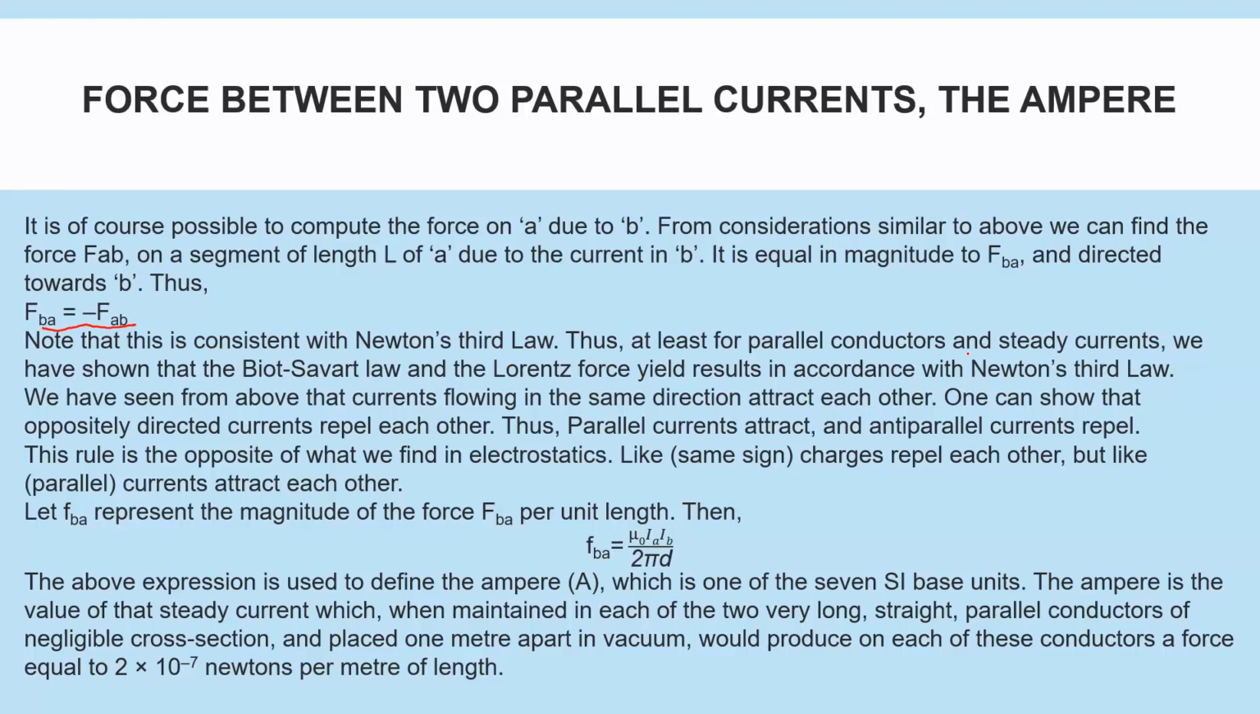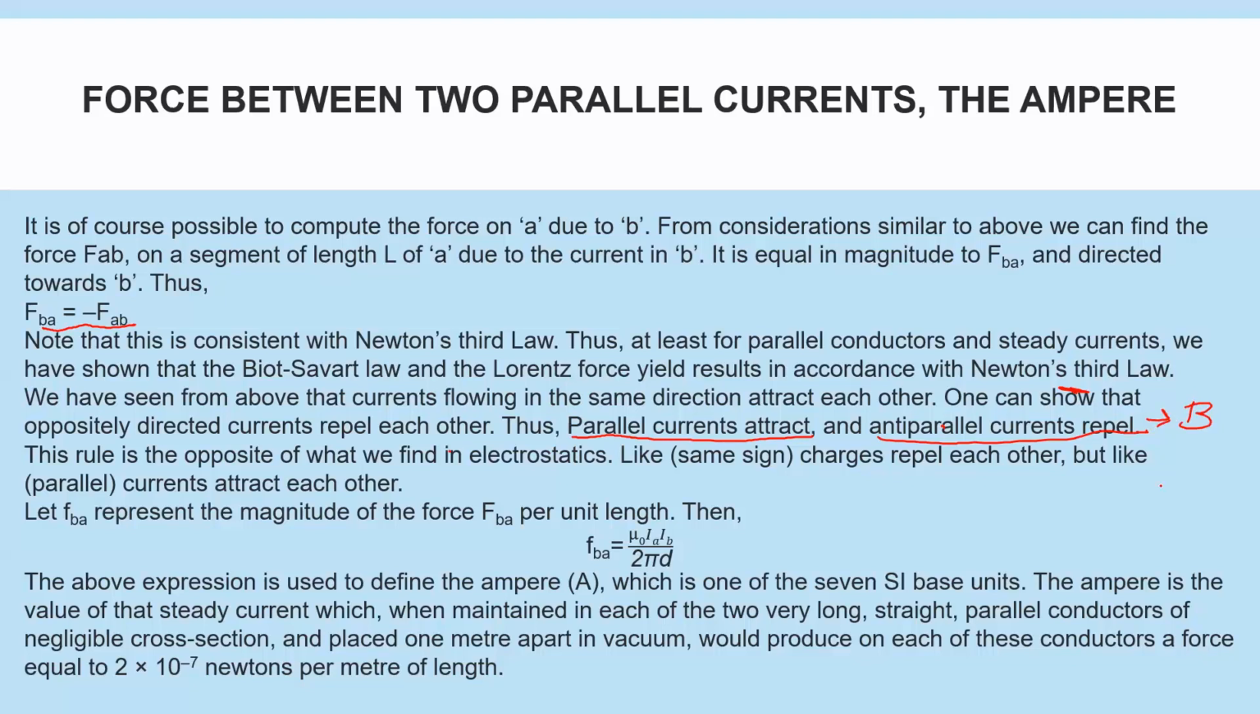So for parallel conductors carrying steady currents, we can show that the Biot-Savart law and the Lorentz force both yield results that correspond to Newton's third law. We can see from above that currents flowing in the same direction attract each other. One can show that oppositely directed currents repel each other. Thus, parallel currents attract and anti-parallel currents repel. This is with respect to the magnetic field.